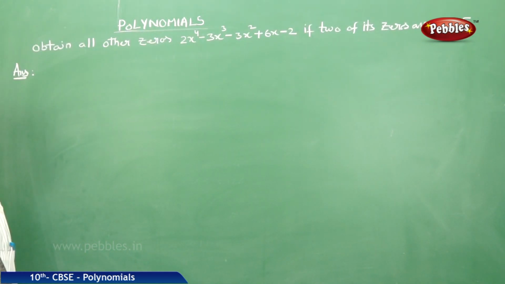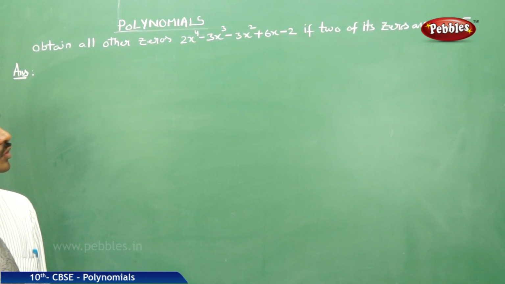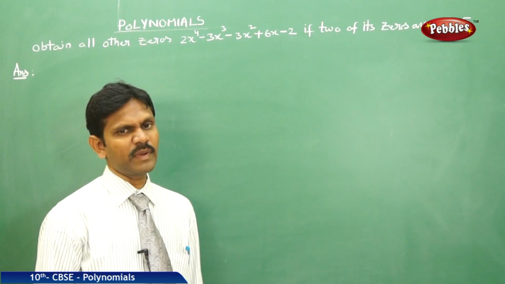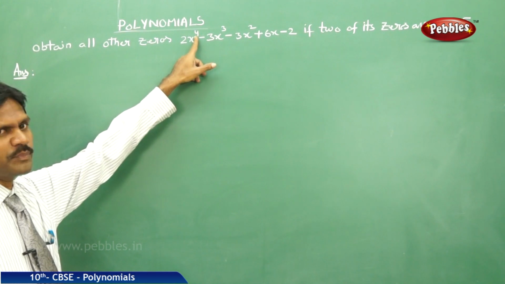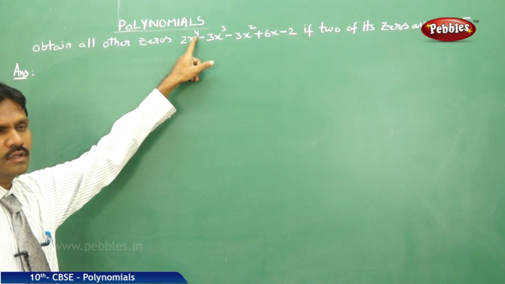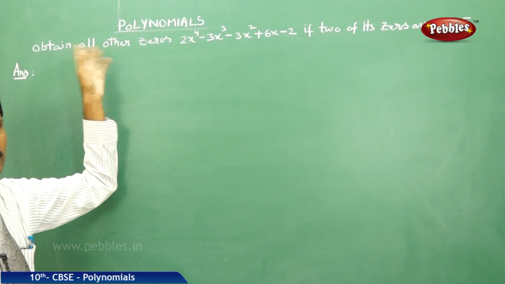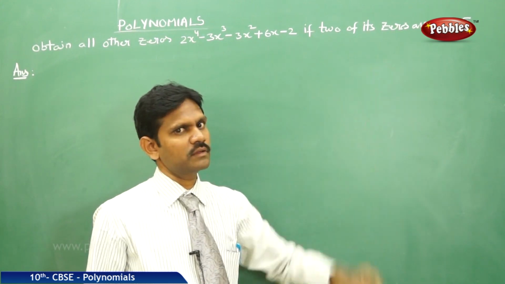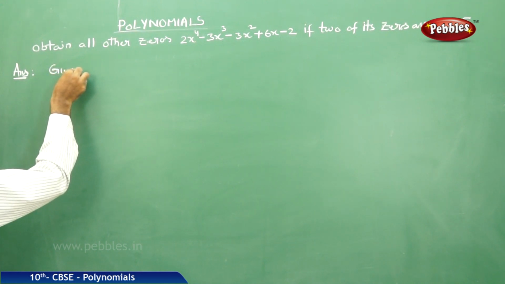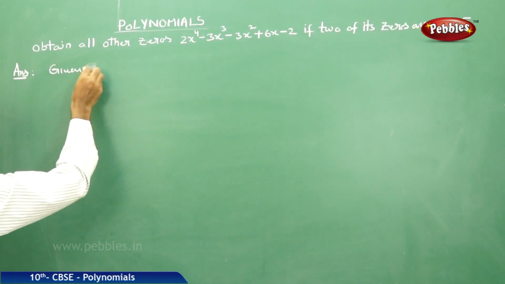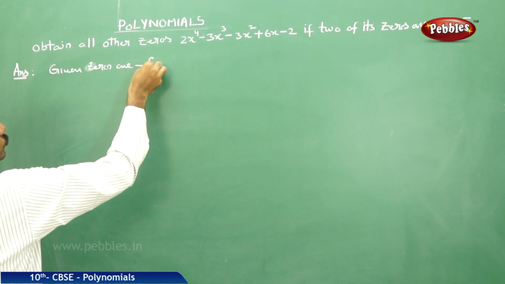Obtain all other zeros of 2x power 4 minus 3x cube minus 3x square plus 6x minus 2 if two of its zeros are minus root 2 comma root 2. Here we can observe one important thing, that is the degree of the polynomial is 4. That means we can get 4 zeros. Find all the other zeros. All other zeros means total 4 are there, 2 are given. That means the remaining 2 we have to find. Given zeros are minus root 2 comma root 2.